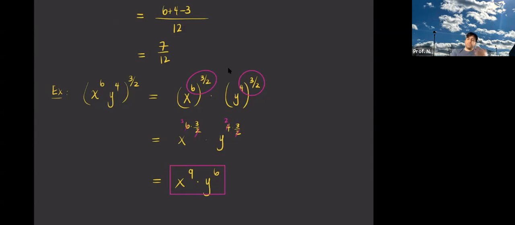I'm applying the same rules of exponents. It's just that now they're fractions. That's all. Nothing necessarily major that's completely new. It's just that now our exponents are also fractions.